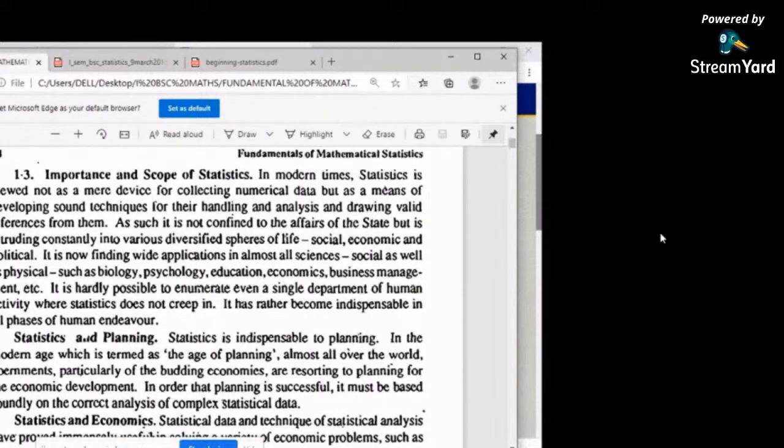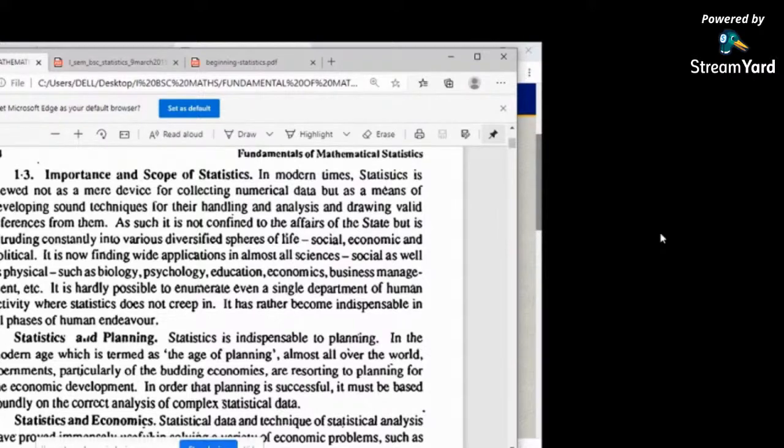Statistics and planning. In the last 3-4 classes, we have discussed CSO, NSO, and the Department of Economics and Statistics. So in all those government departments, you can see statistics. And moreover, in the Reserve Bank of India, you can see statistics. In WHO, the World Health Organization, you can see statistics. In every field, you can see statistics. So the tool for planning, the tool for deciding, or the tool for preparing is statistics. So it is almost all over the world that we are using statistics.